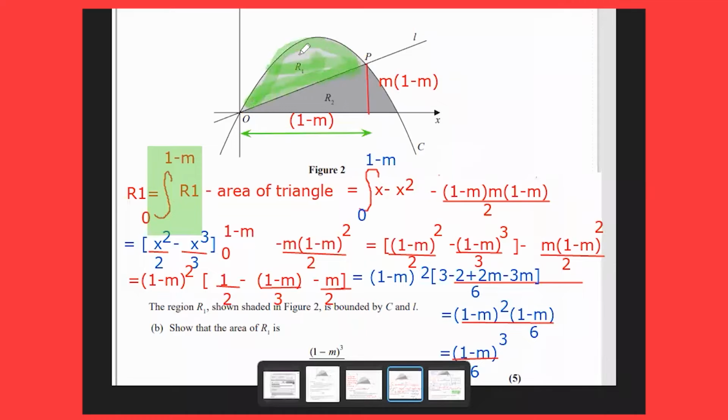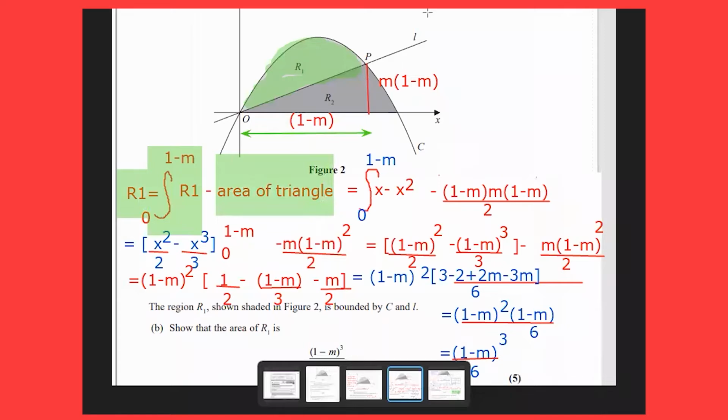plus this area. This is what I mean by the area under the curve from 0 to 1 minus m. Now from that, if I subtract this triangle, I will end up with R1. That is why I have written R1 is equal to the entire area under the curve from 0 to 1 minus m, minus the area of the triangle.